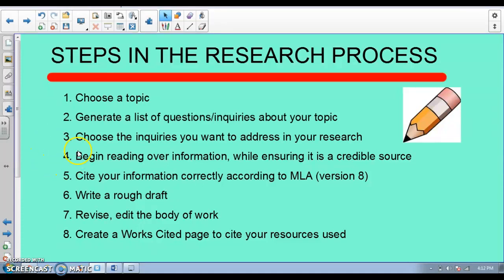And then that's where step 4, and that's today's lesson, kind of fits in, is how do you begin to look over this information and how do you make sure that these sources are credible. So that's what we're going to talk about today is step 4.